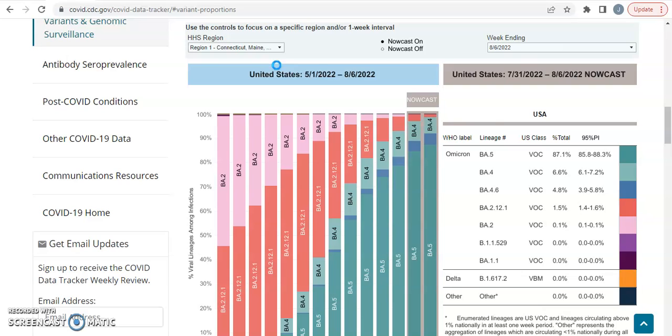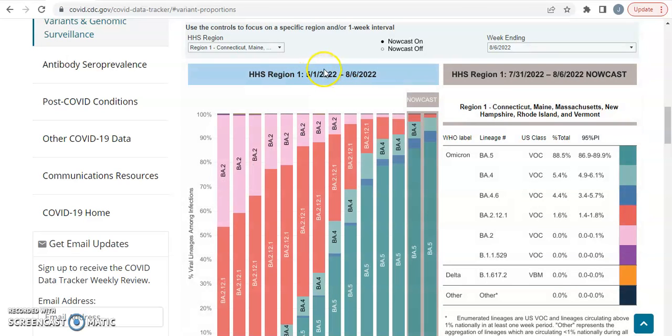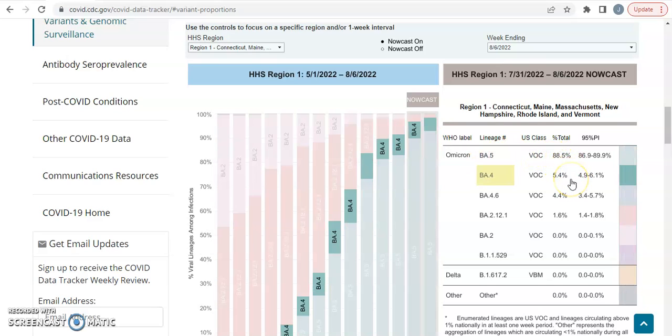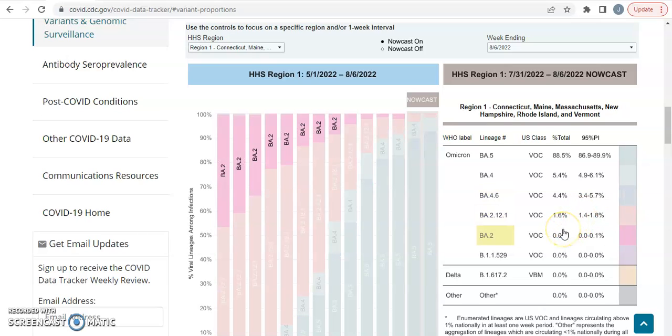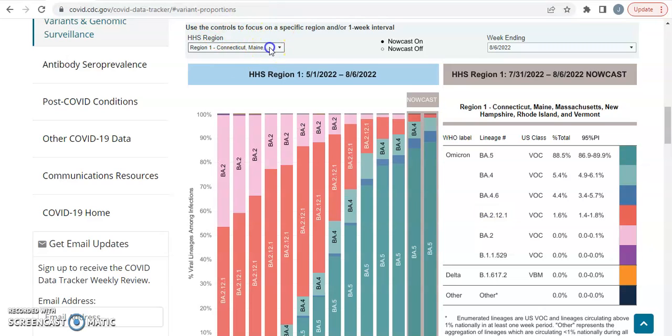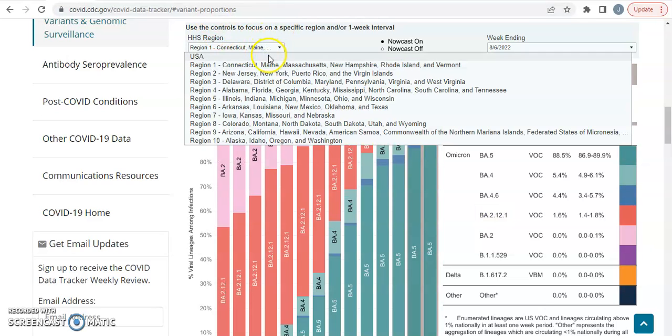Here's New England, which would be region 1. And in New England, BA.5 is 88.5%, BA.4 is 5.4%, BA.4.6 is 4.4%, BA.2 is gone, BA.2.12.1 is 1.6%. So as you see here, it's different in each region.